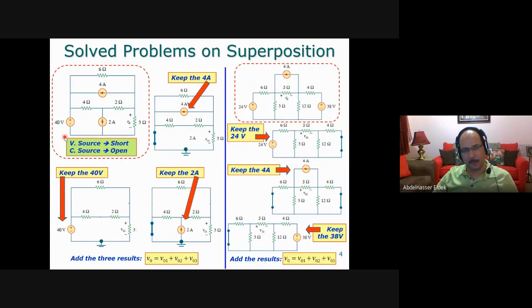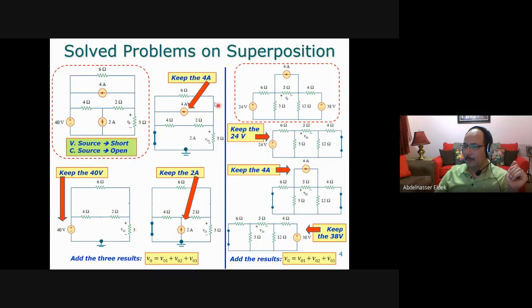That's it. So for example, let us keep the 4 ampere. Here is the 4 ampere, and I want to turn off the 40 volt and the 2 ampere. The 40 volt is a voltage source, so you replace it by a short circuit. Here it is, this is a short circuit. And the 2 ampere is a current source, so you replace it by an open circuit. Open circuit means it's open between these 2 points, from here to here. You can just remove it. That's it, open circuit means remove it.